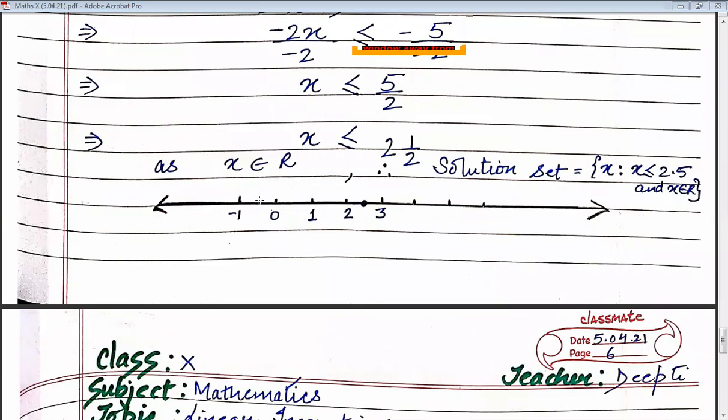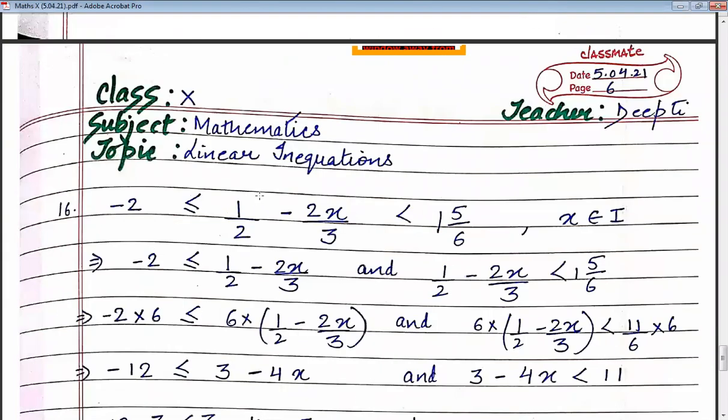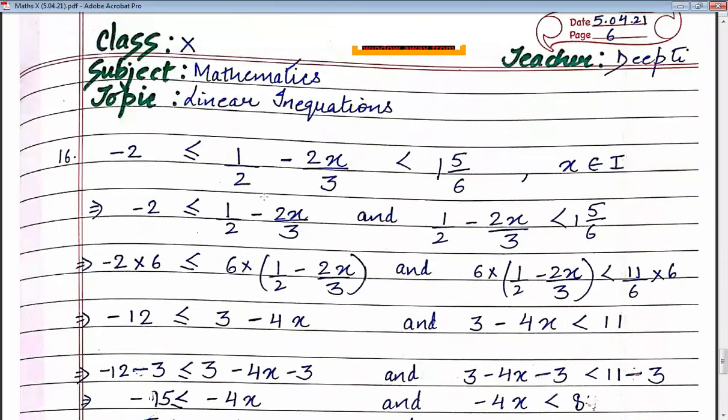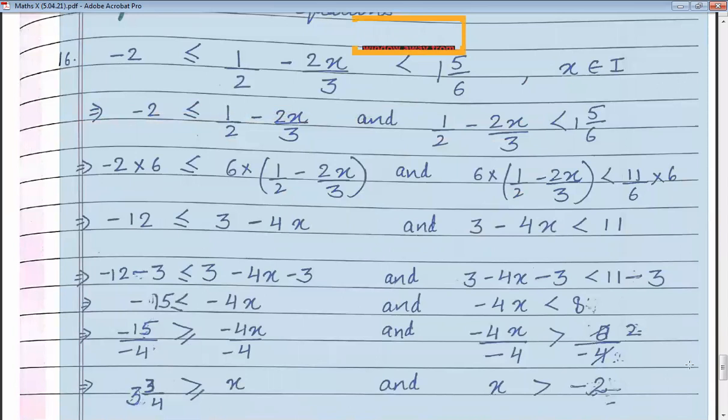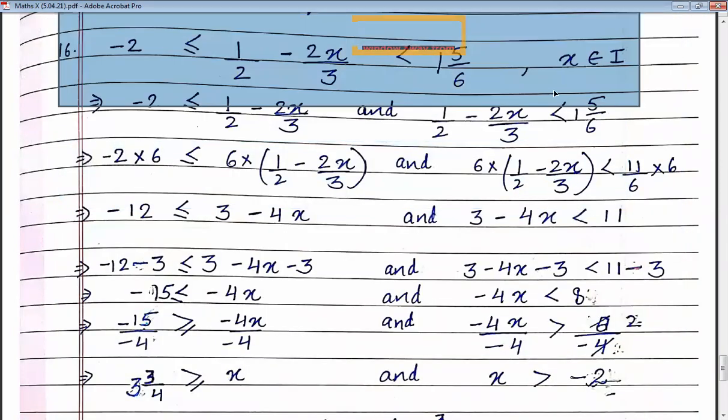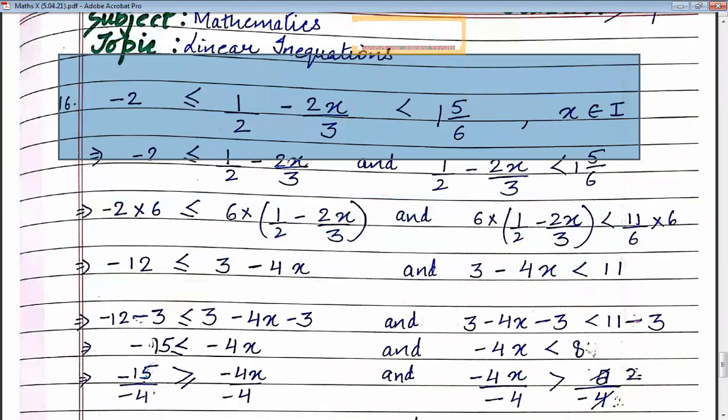Is it clear, students? Let's move on to question number 16. Now children, have a look at question number 16. This is your linear inequality: minus 2 less than or equal to half minus 2x upon 3 less than 15 upon 6, and x belongs to integers.